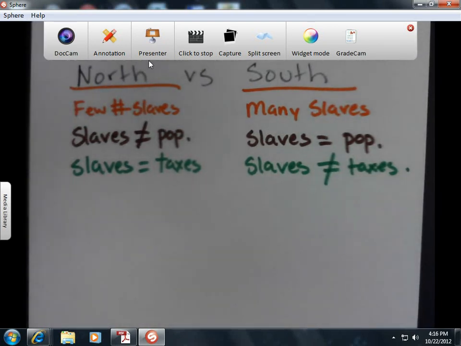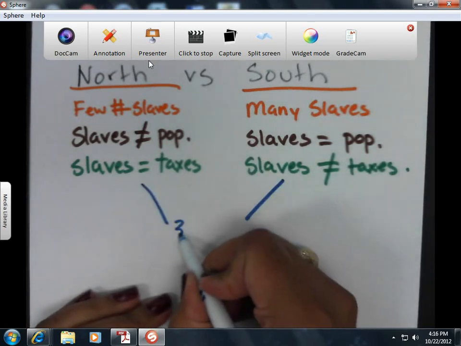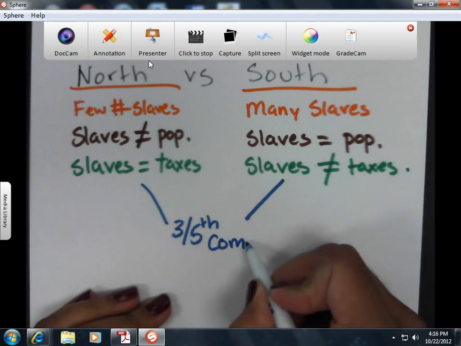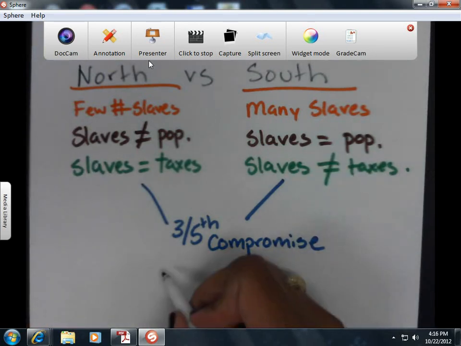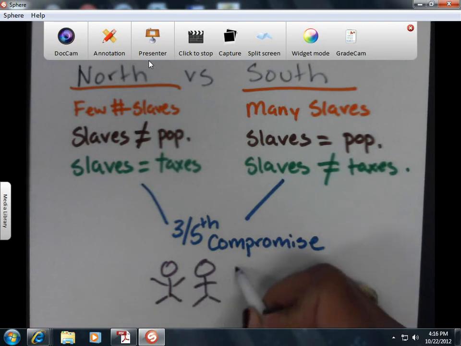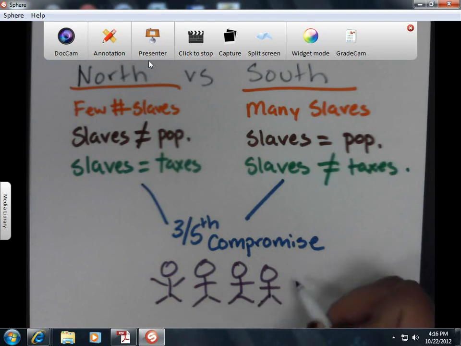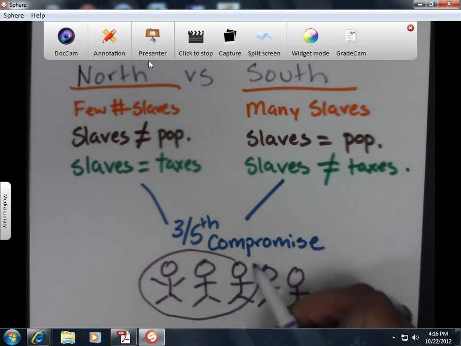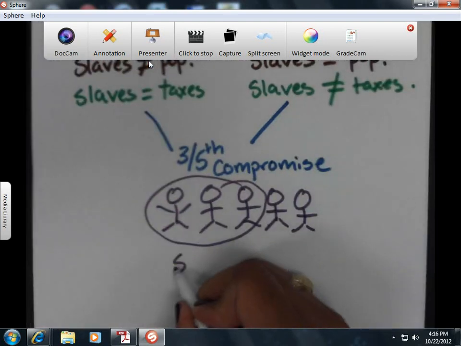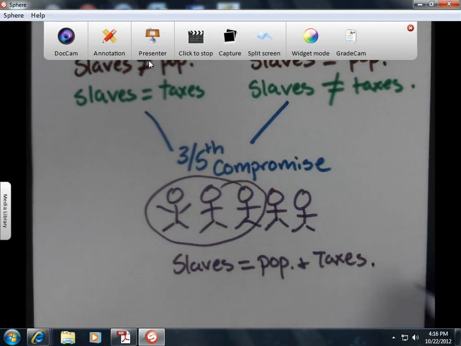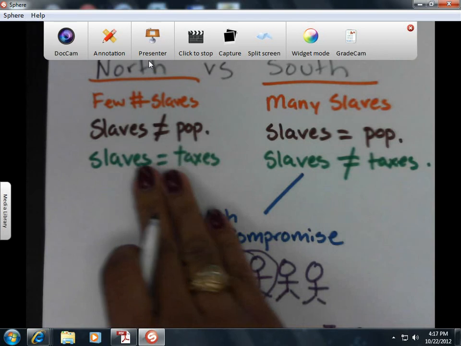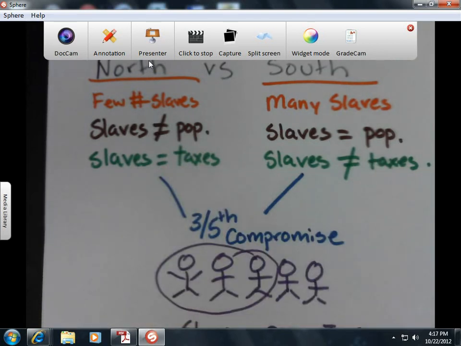This one is called the 3/5 compromise. The 3/5 compromise. And pretty much what it means is that both sides are going to sort of get a little, okay? For every 5 slaves you have, 3 of them are going to count. 3 of them will count towards population and for taxes. And that's the compromise. And as you can see, both sides do get something out of it. So 3/5 compromise. 3/5 of the slaves will count toward population and for taxes. So that's the second compromise.